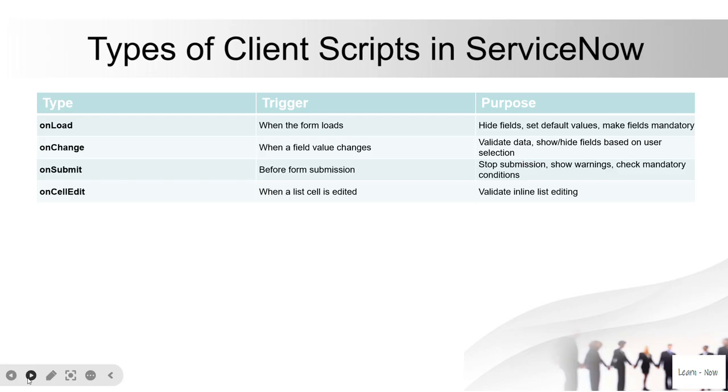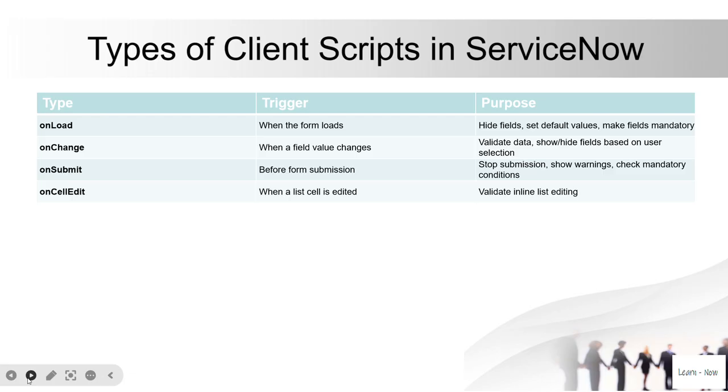Moving to onChange, it runs when a field value changes. Let's suppose you are on the form and you change some value on any of the fields. Validate data, like whether it is correct data, or based on the value that you have chosen, show or hide fields. So these are the things that we can do on change.